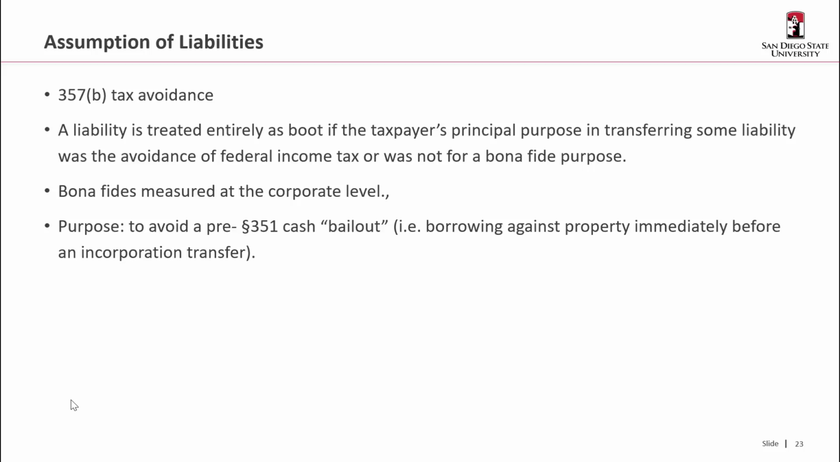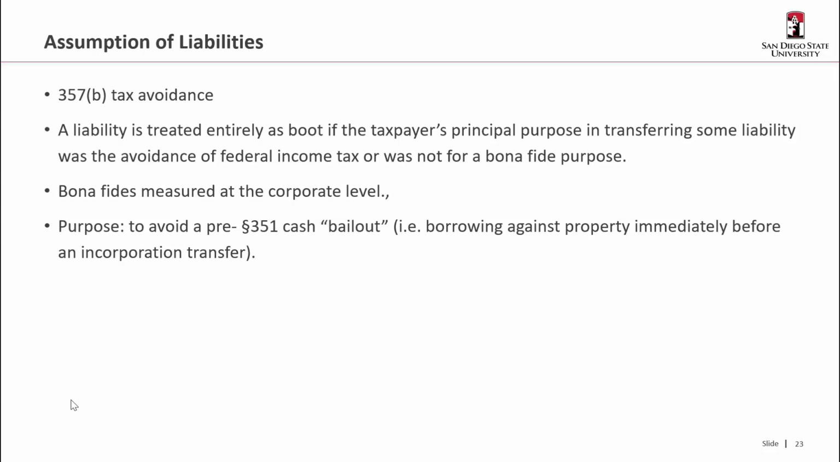So a liability is treated entirely as boot if the taxpayer's principal purpose in transferring liability was the avoidance of federal income tax or was not for a bona fide purpose, right? Bona fide would be measured at the corporate level. And the idea is what we're trying to avoid is a 351 cash bailout.